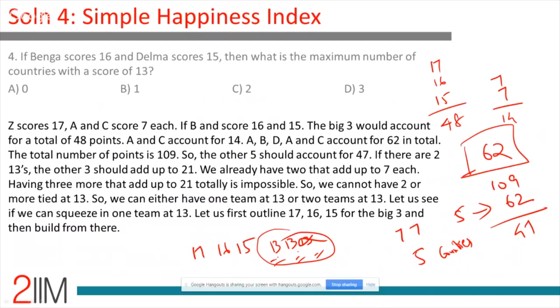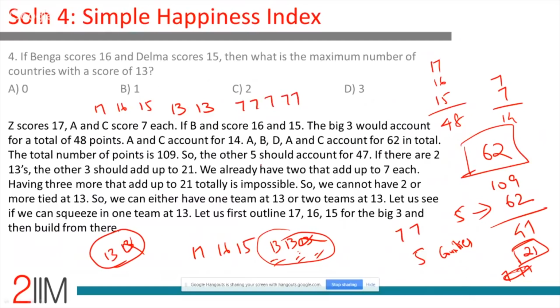If we had 2 13s, these 2 account for 26. The remaining 3 should account for 21. That means that should be 7, 7, 7. Not possible. We cannot have 5 countries maxed out at 7, 7, 7. We don't have enough room to accommodate that many 7s. And so even 2 countries with 13 is ruled out. With 2 countries at 13, our score would be 17, 16, 15, 13, 13, 7, 7, 7, 7, 7. 5 countries tied at 7. That's not possible. The total just won't add up.